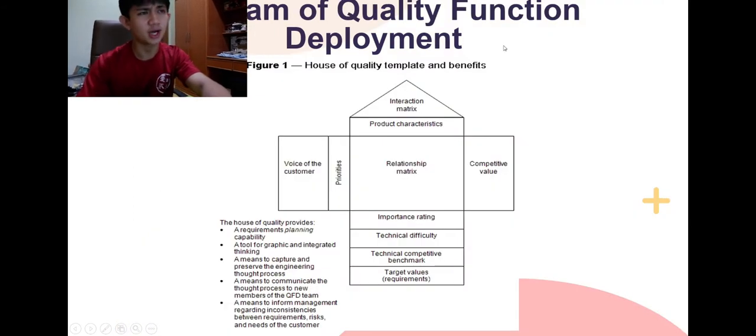Okay, this is the diagram of the function deployment. First we got the house of quality template and benefits. So before we start the quality function deployment, we need to understand this diagram. Like the first part is the iteration metric, product characteristic. Then in this content, we got to know voice of the customer, priority, relationship metric, and competitive values. And the rest, you can understand this one.